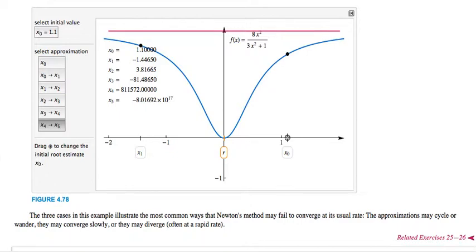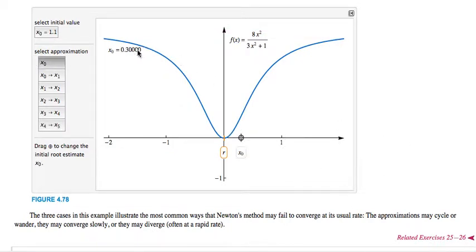So the three different types of pitfalls: our approximations may cycle. That's the example where it was bouncing between positive 1 and negative 1. They may wander. They may converge very slowly. This is the example where we used 0.15. Or they may actually diverge instead of converge. This is the example we just saw with 1.1.